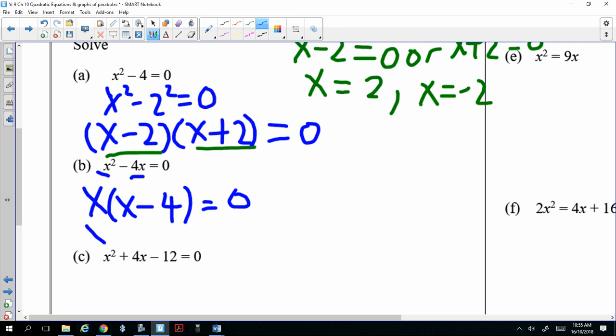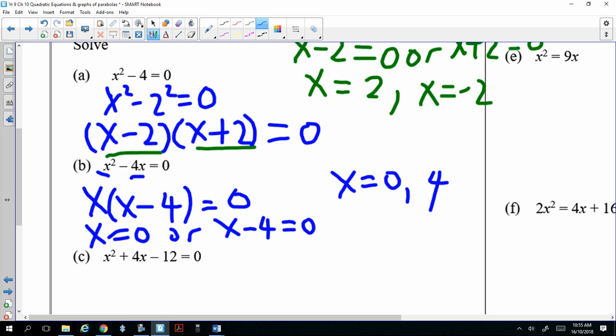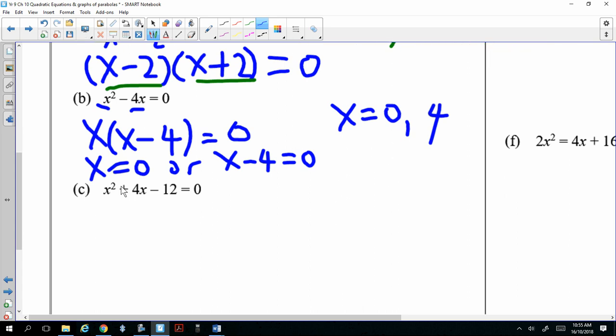Yep. Yep. And then, yeah, x is 0 or plus 4. Okay, good. Very good. Let's move on. Who's the next one after us? Okay, Declan, how do I factorize this? c.